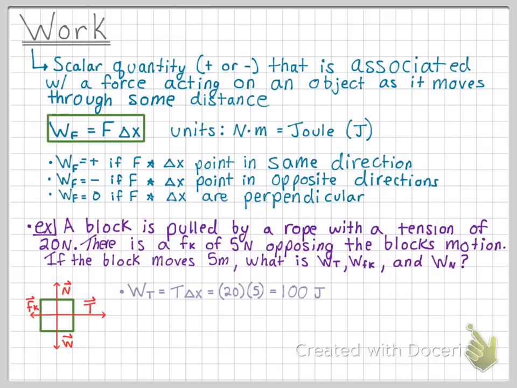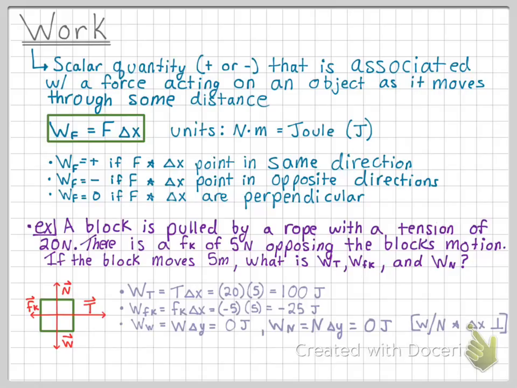For the work done by kinetic friction, we know that the friction force points in the opposite direction of the displacement. So when we plug in our numbers, the force is going to be negative, and therefore the work is going to be negative 25 joules. And finally, we know that the weight and the normal force are perpendicular to the displacement. So we know that both the work done by the normal force and the weight force are going to be 0 joules.